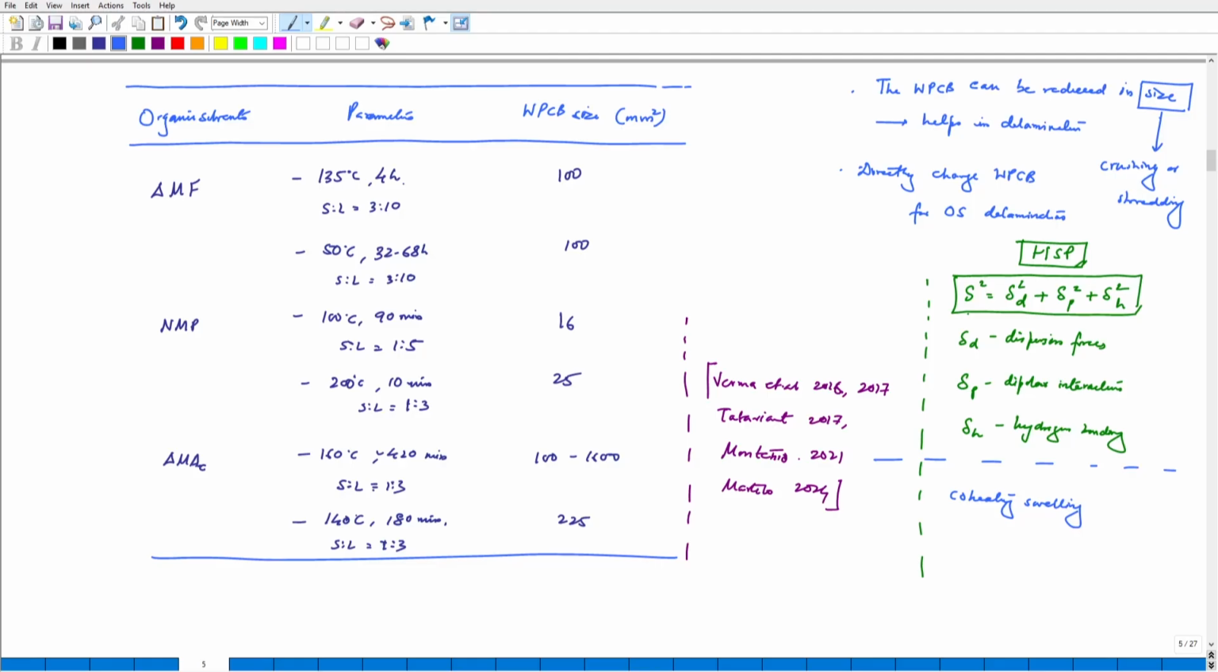And we also have microwave assisted delamination. Again, similar to co-heating swelling, wherein now we are supplying microwaves to a container that contains organic solvents with the PCB pieces, and then it helps in the delamination.